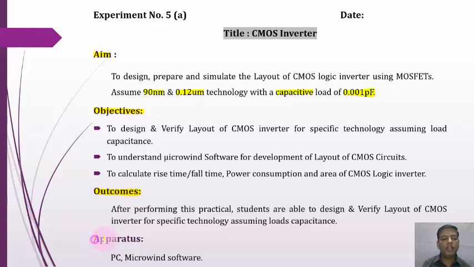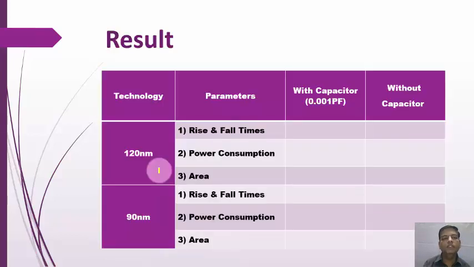So these are the outcomes which we are going to study with this particular practical. Now, what apparatus or equipment do we require? Basically we require a PC or laptop and Microwind software. These are the two basic requirements to study the CMOS inverter layout. Have you got it? What should be the aim, objective, outcome and requirements?